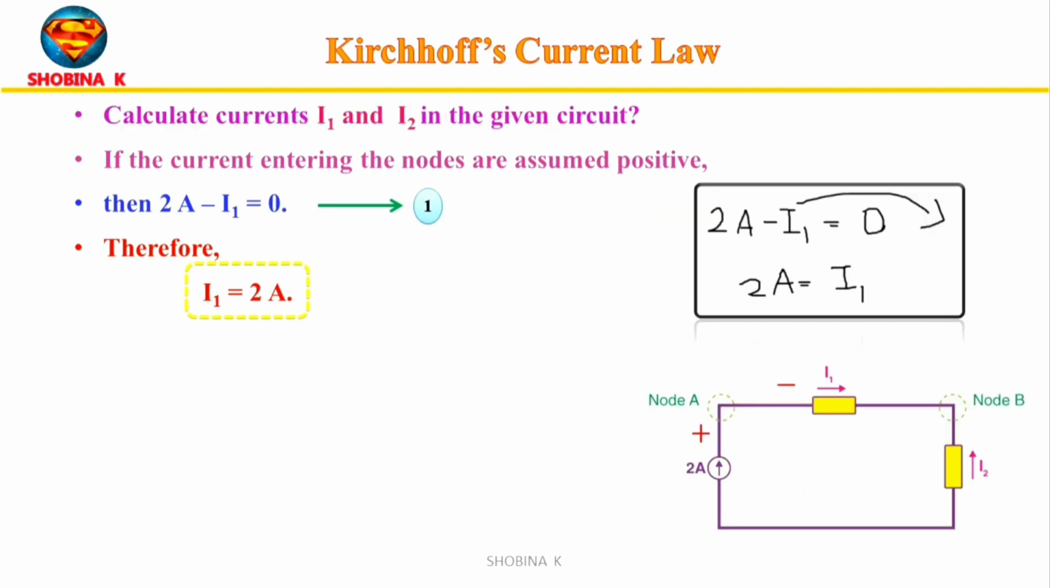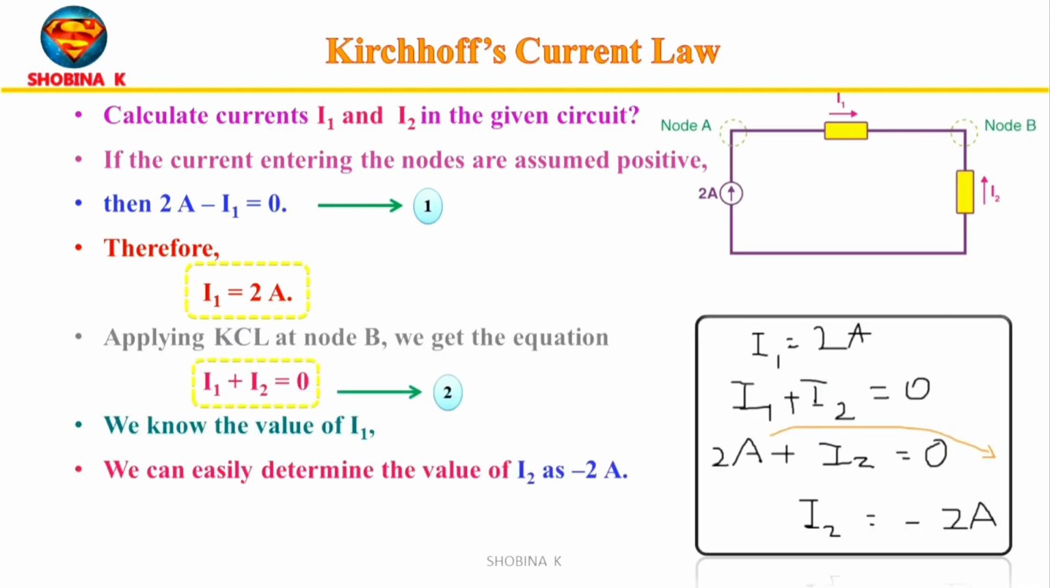So 2A minus I1 equals 0. On taking I1 to the right side, we get the I1 value as 2A. Now we apply Kirchhoff's current law at node B so that we get the equation I1 plus I2 equals 0. That is, the sum of currents meeting at a junction of a circuit must always be 0. We already know the value of I1. Substitute the value of I1 in equation 2 so that we get I2 as minus 2A.